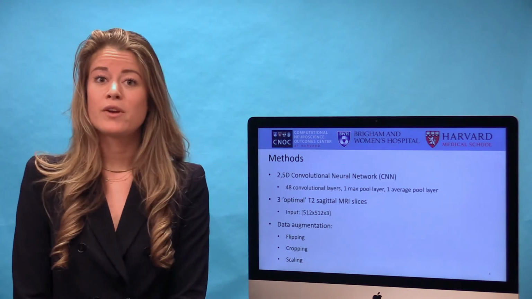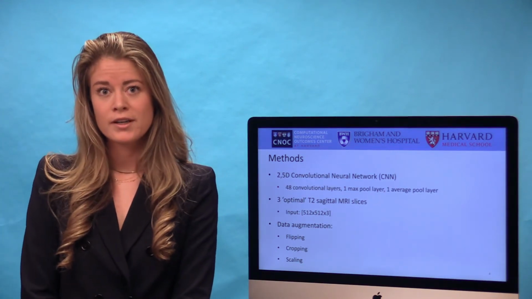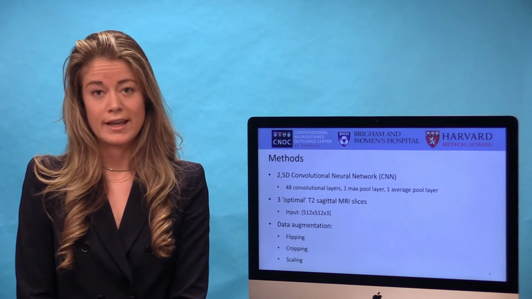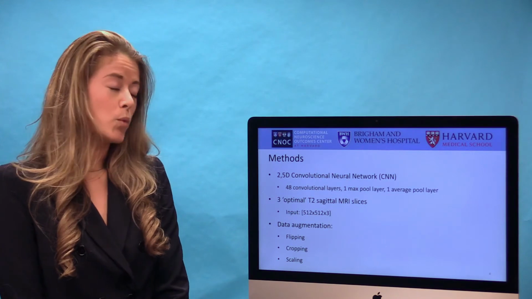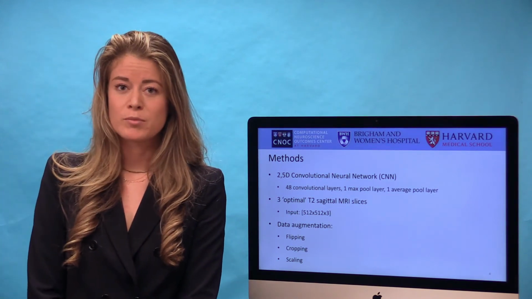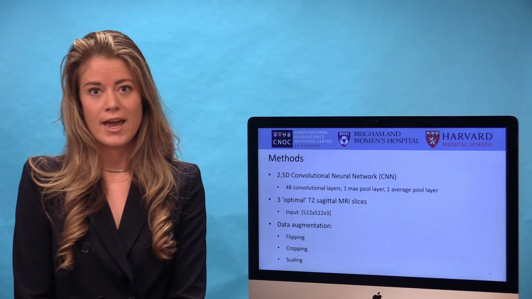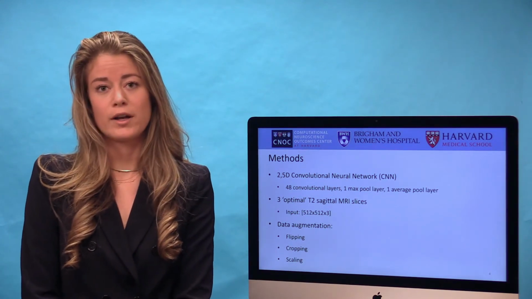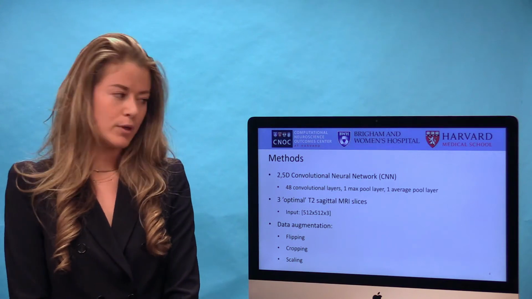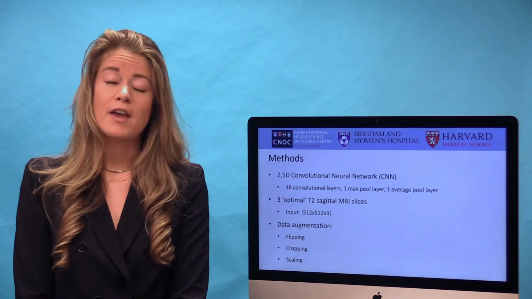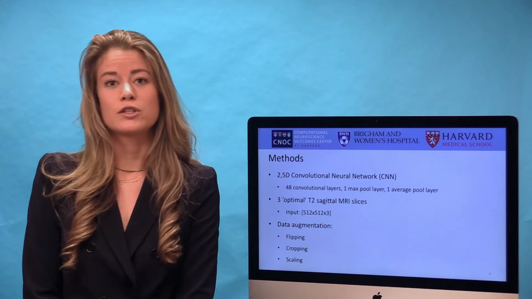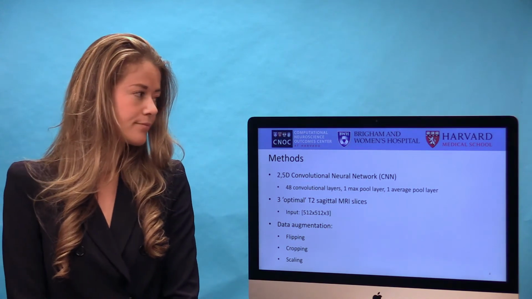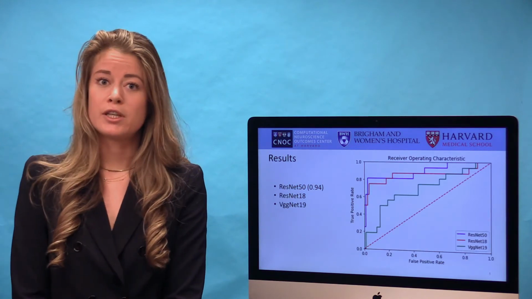We then developed a 2.5D convolutional neural network with 48 convolutional layers, 1 max pool layer, and 1 average pool layer. And we selected the 3 optimal sagittal T2 MRI slices and fed those into the model as a 512-512-3 input. We used various data augmentation techniques such as cropping, flipping, and scaling. And then we were able to achieve these results.